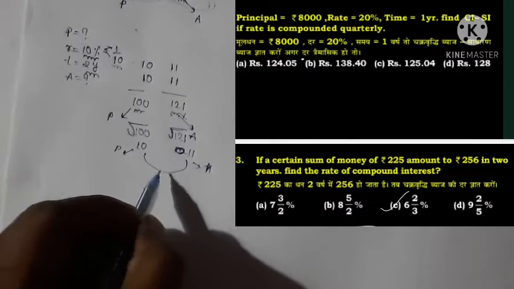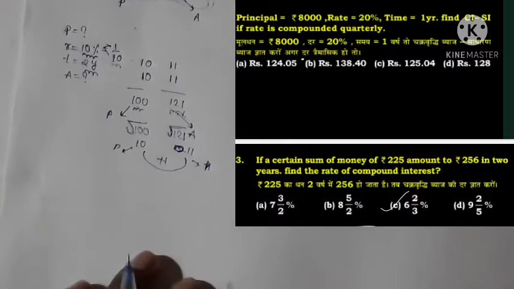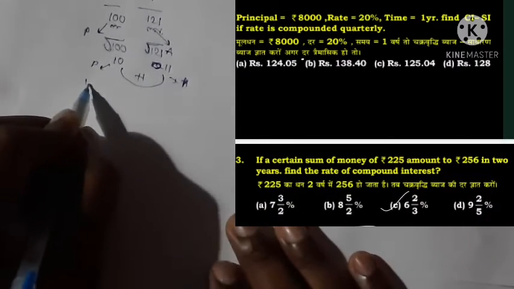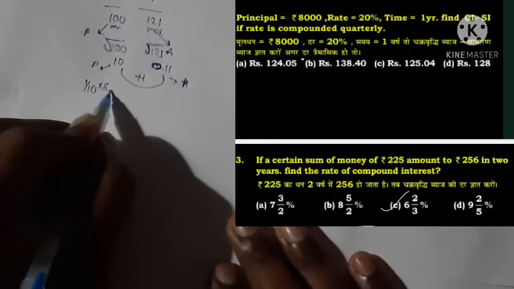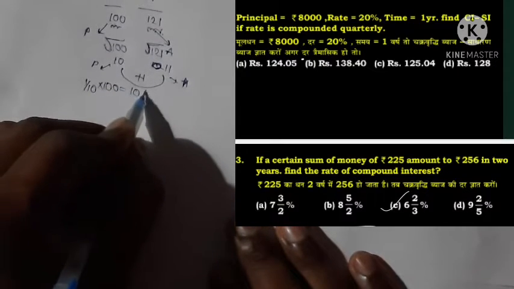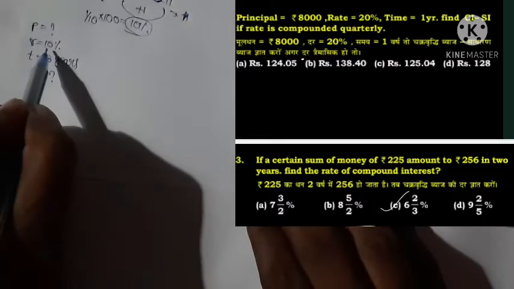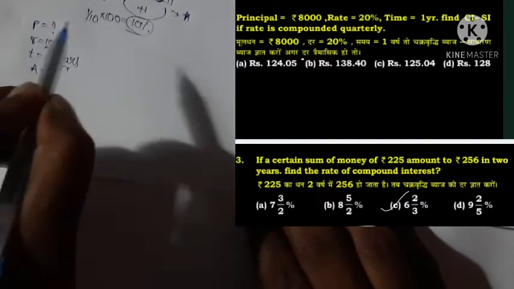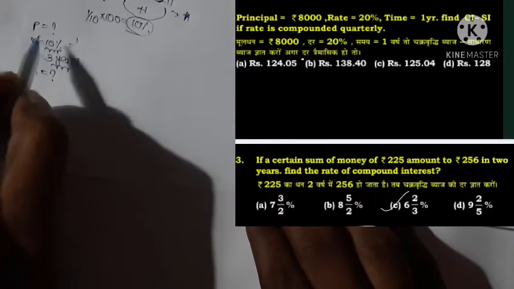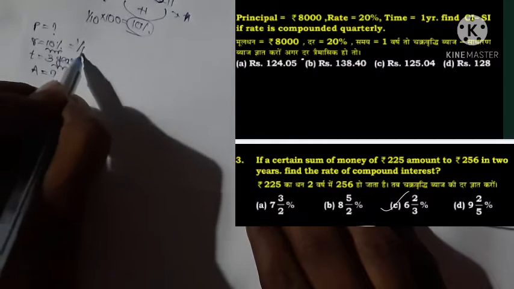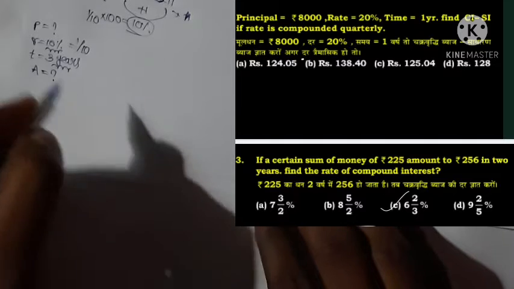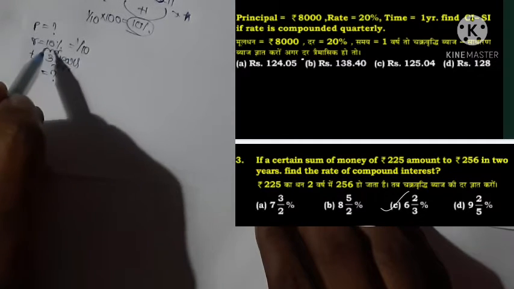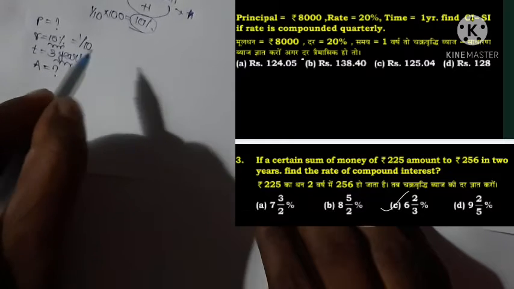So the value is increased by 1. So 1 by 10 into 100%. So the value is 10%, so the rate of interest is equal to 10%. Time is equal to 3 years. So 10% can be written as 1 by 10. So after 3 years, the rate of interest is equal to 1 by 10.